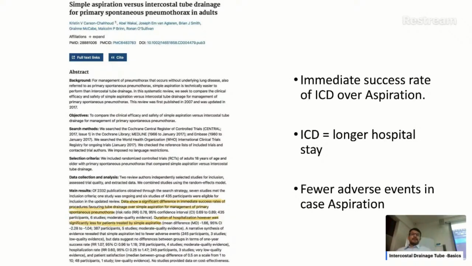This article compares ICD versus needle aspiration. So the immediate success rates of ICD are much better than needle aspiration, but ICD has usually led to longer hospital stays, and particularly you have to take good care while the ICD is placed. And also it has been noted that there were fewer adverse events in the case of aspiration as compared to ICD.